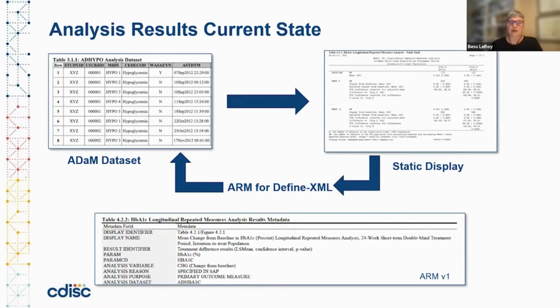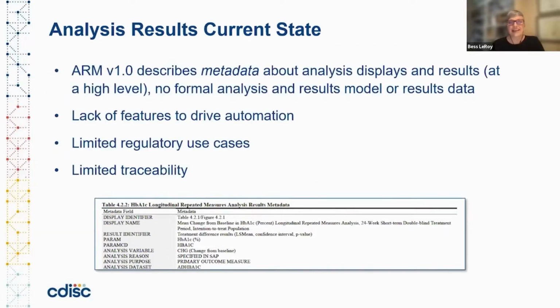So you're going from your ADaM data set right to your display, but to provide some limited traceability, you're providing information on the table names, basically helping the reviewer to try to provide some traceability back to the ADaM data set.